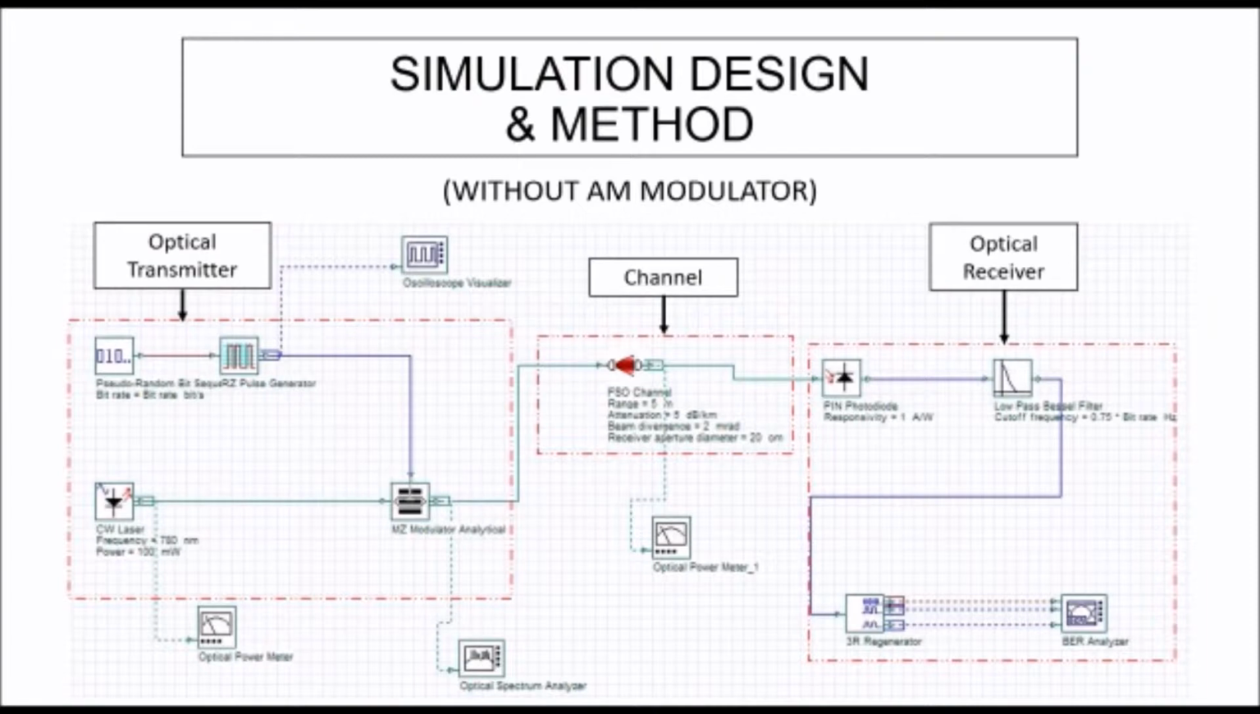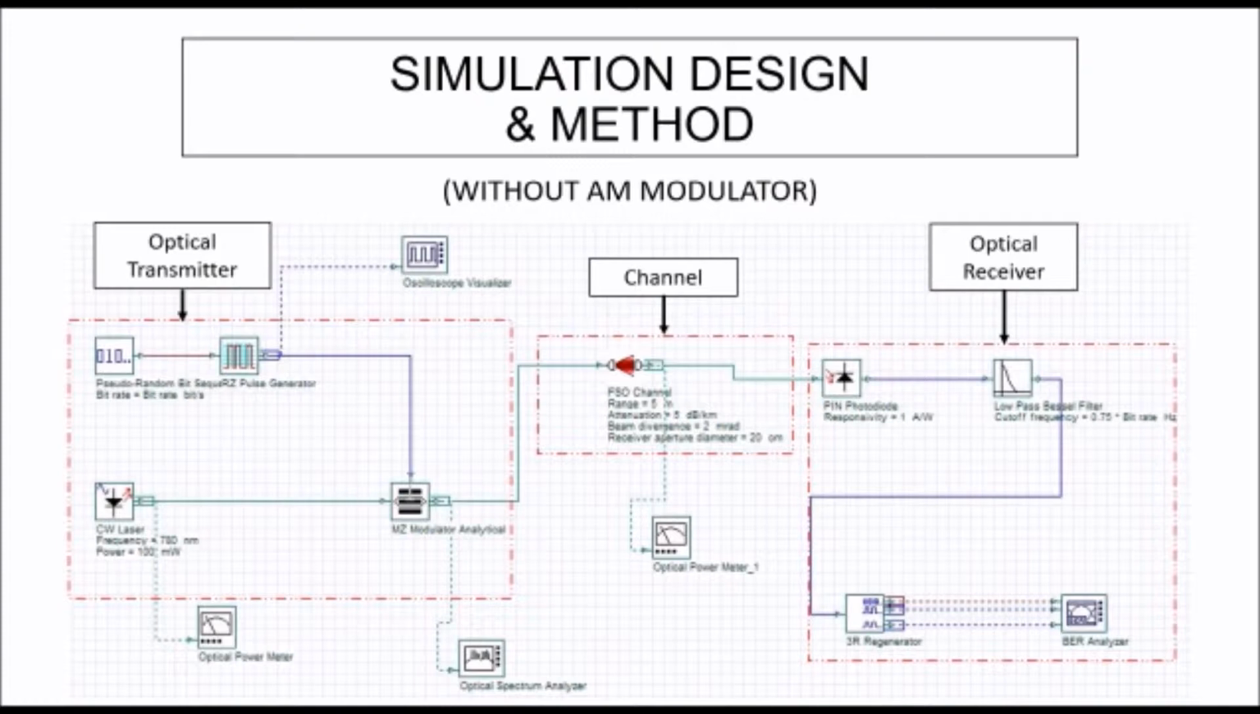Then we have the CW laser, which is a continuous wave laser. It emits a continuous laser beam with controlled output beam duration and intensity. The last part of the optical transmitter is the Mach-Zehnder modulator, an optical modulator whose function is to vary the intensity of the light from the laser according to the output of the return to zero pulse generator.